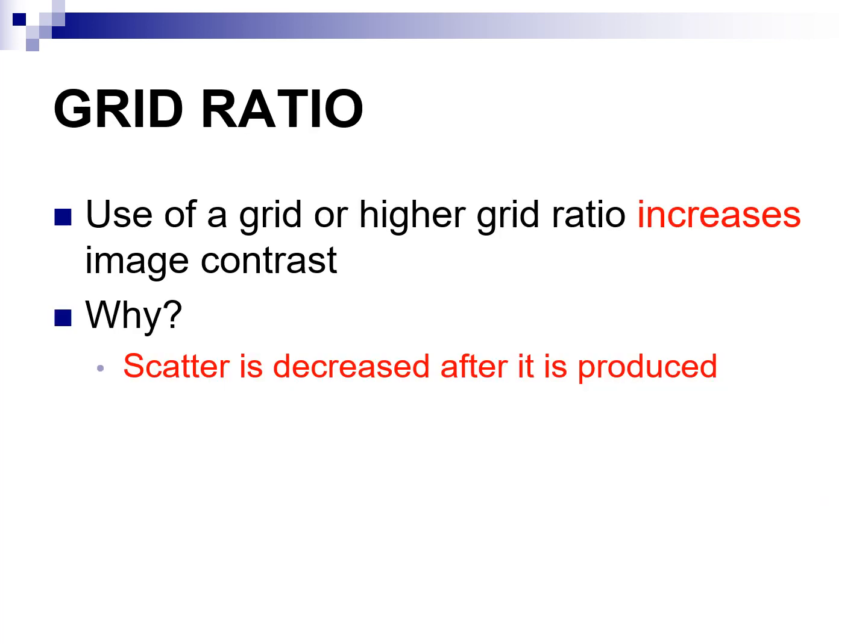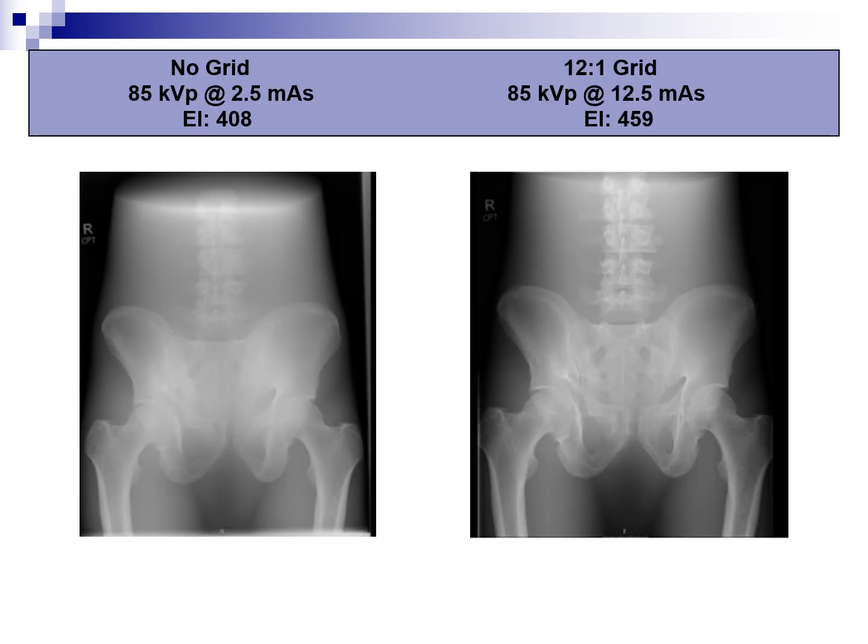Grid ratio. The use of a grid or a higher grid ratio is going to increase image contrast. And why is that? Because scatter is decreased after it is produced and before it reaches the image receptor. We take a look at the image on the left-hand side. No grid was used at 85 kVp at 2.5 mAs, and the EI number was 408. And we have a lot of gray, which shows that we have low contrast. In the image on the right-hand side, the EI number was comparable, but a 12:1 grid ratio was used. The technique was increased to 85 kVp at 12.5 mAs, and we can see that we've increased contrast by using a grid. We've decreased the scatter after it was produced.